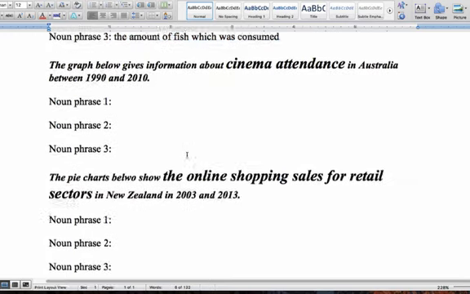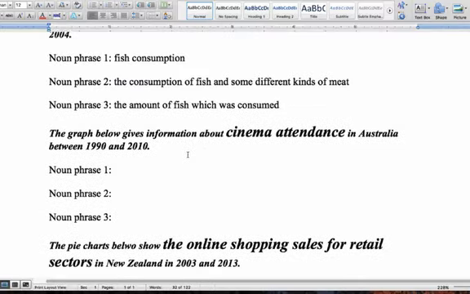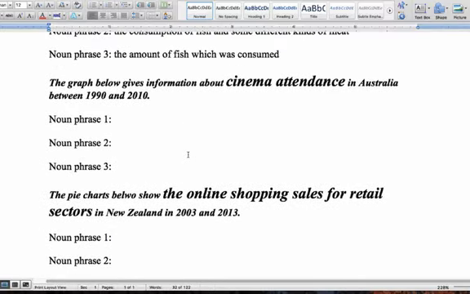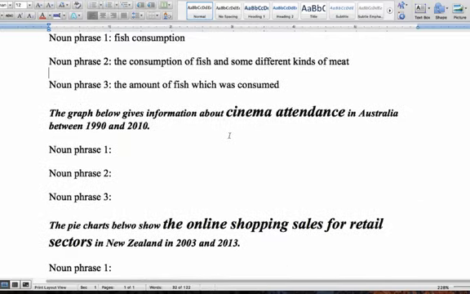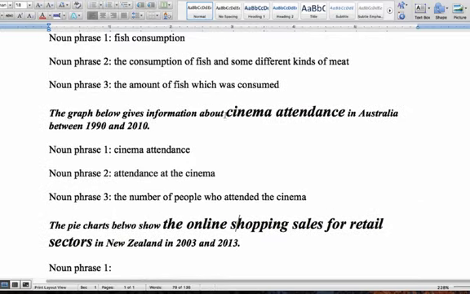Right, so we're going to do all of these. If you want to pause the video, because I'll do them very quickly, pause the video and see if you can see first of all what noun phrase that is, what number, then do the other 2. So pause the video now if you want. Right, so that was obviously noun phrase 1, and that goes there. Then attendance at the cinema and the number of people who attended the cinema.